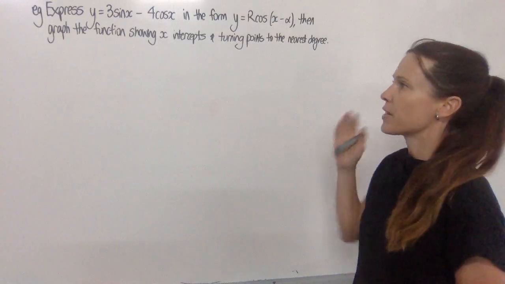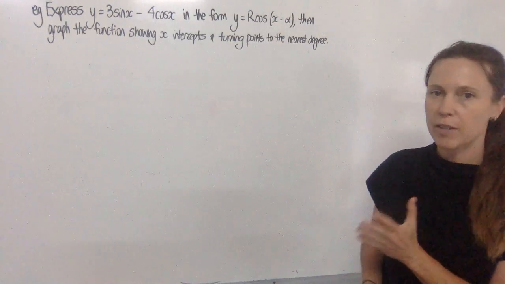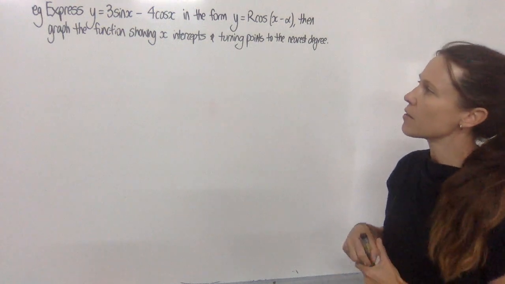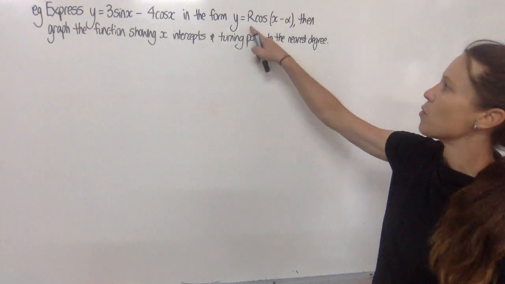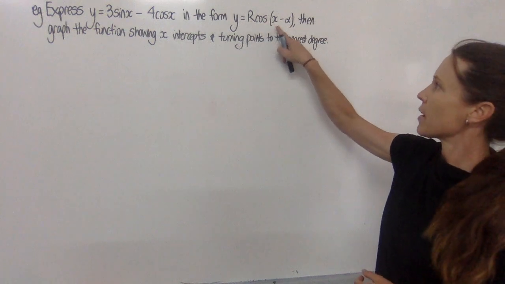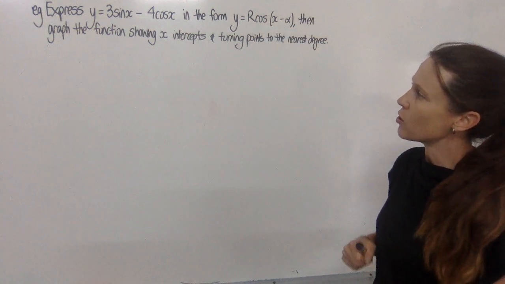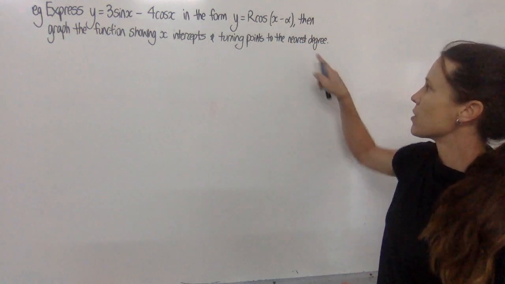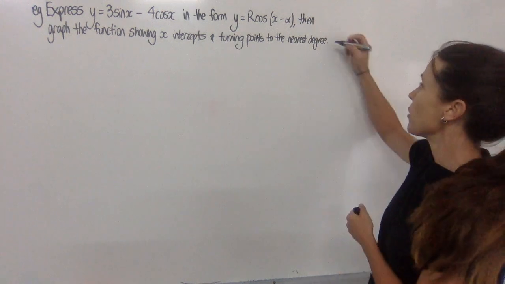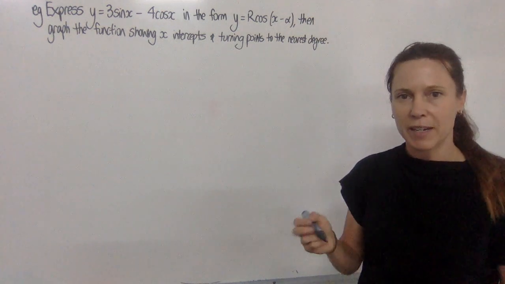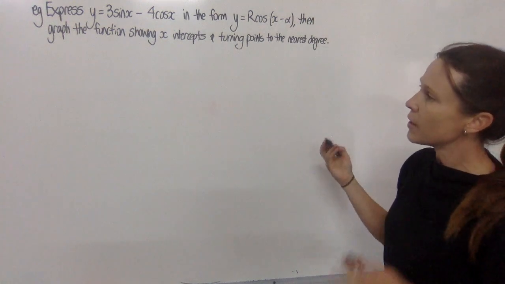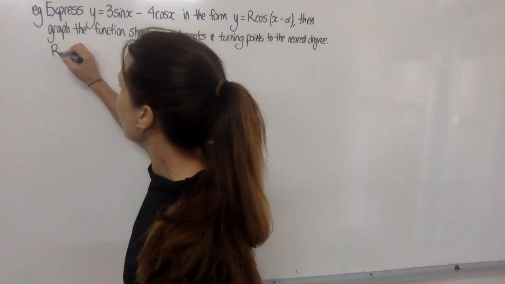Now let's run through those steps with an example. We need to express y equals 3 sine x minus 4 cos x in this form, y equals r cos(x minus alpha). Then graph the function showing the x-intercepts and the turning points to the nearest degree. So there's a hint that we not only need to work in degrees, but that we might need to round some things off. Okay, so let's start by calculating our r value.